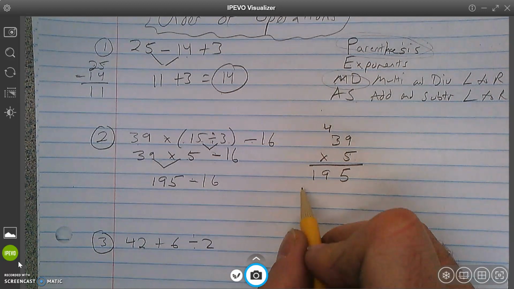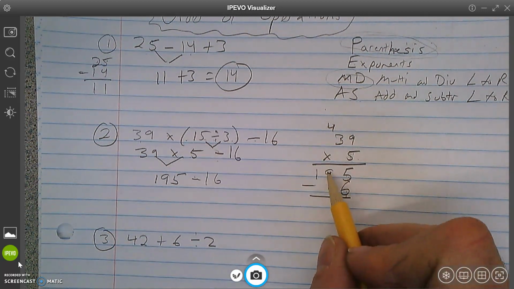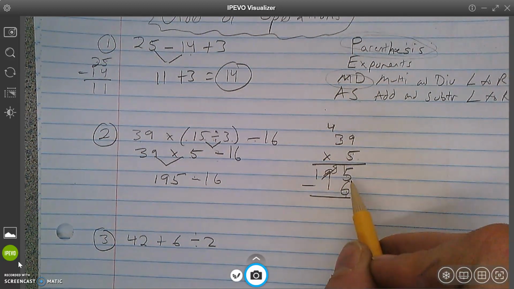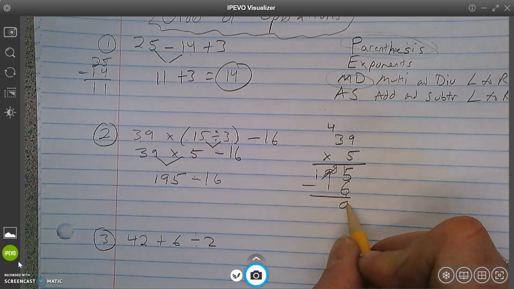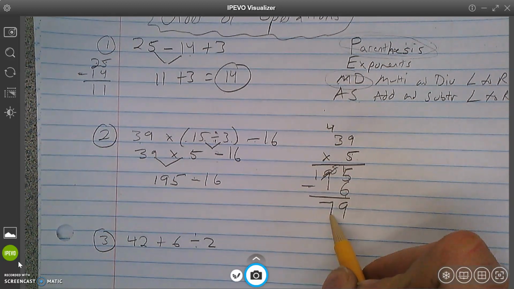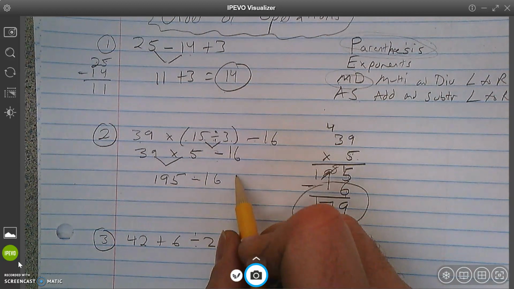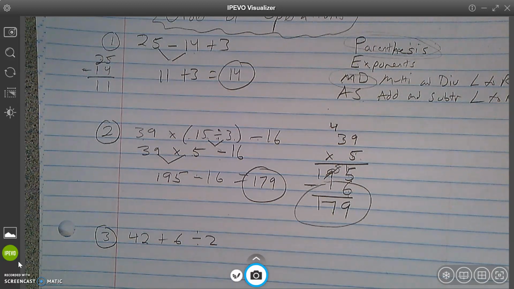Minus 16. So I take this and I subtract 16 from that. Can't subtract 5 from 6. I need a 10. So I'm going to make that an 8 and make this 5 a 15. 15 minus 6 is 9. 8 minus 1 is 7. And then 1 minus nothing is 1. 179. Yeah, there we go. Got it. Cool. 2 more. Doing good.